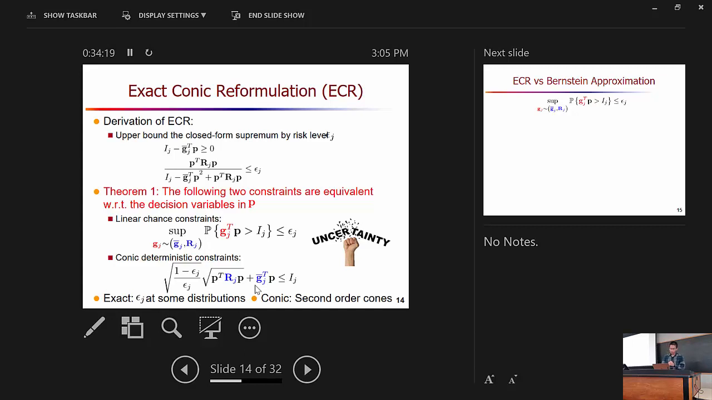Alright, so this is the main result that I show you: when you have this kind of chance constraint, you can write down the second-order cone constraint immediately. I guarantee there will be no relaxation. The optimal solution is the same. I will talk about the details later.